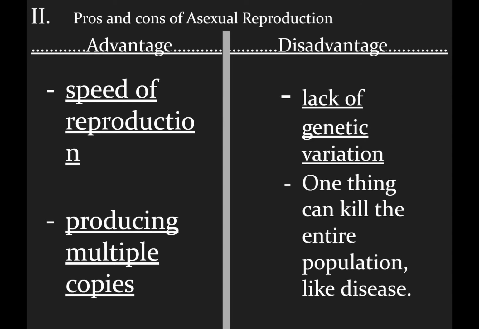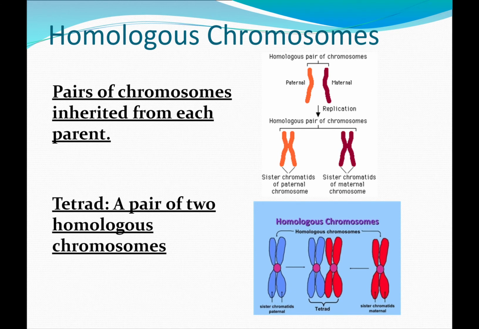Now, we're going to talk about how we get forms of sexual reproduction. But first you need to understand what these terms are. Real quick, homologous chromosome, all that means is pairs of chromosomes that you get from each parent. And a tetrad is a pair of two homologous chromosomes. Okay? So, a homologous chromosome is basically a chromosome from one mom and a chromosome from one dad, while a tetrad is the chromosomes of your mom and dad together.